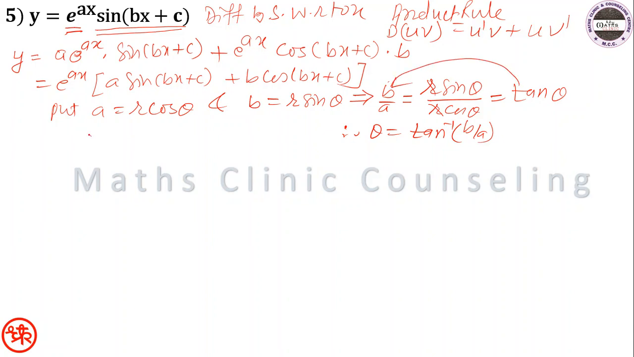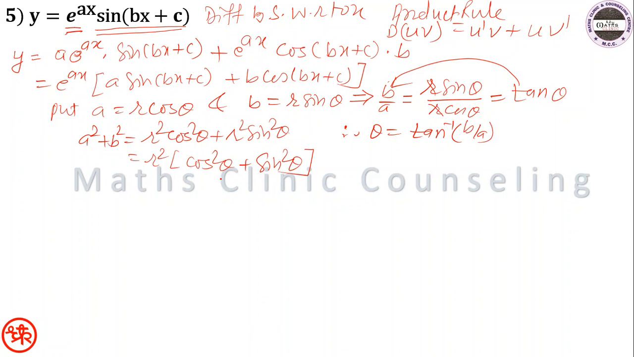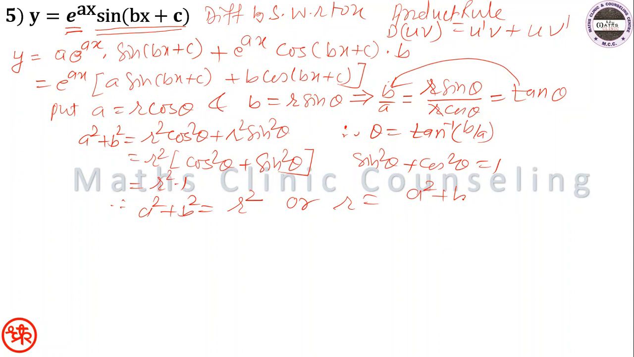Right? Now a square plus b square कितना होगा? That is r square cos square theta plus r square sin square theta. r square common निकाल लिया, so you will get cos square theta plus sin square theta. And you know that sin square theta plus cos square theta is equal to 1. So it is equal to r square into 1, and therefore a square plus b square is equal to r square, or r is equal to a square plus b square raised to the power 1 by 2.